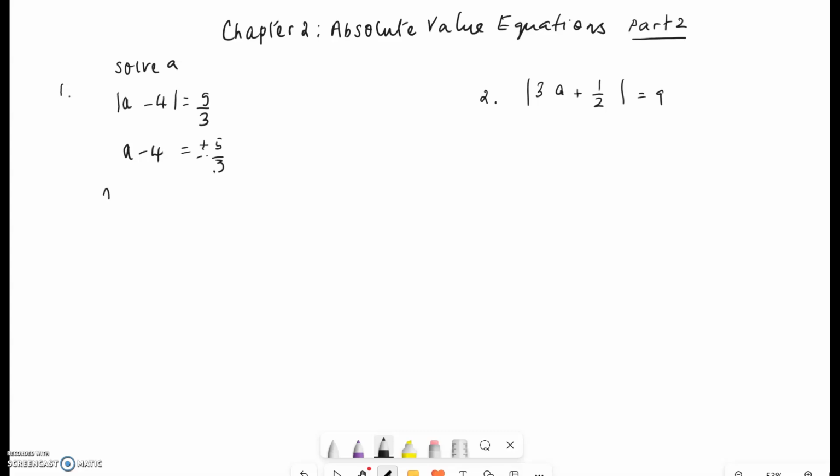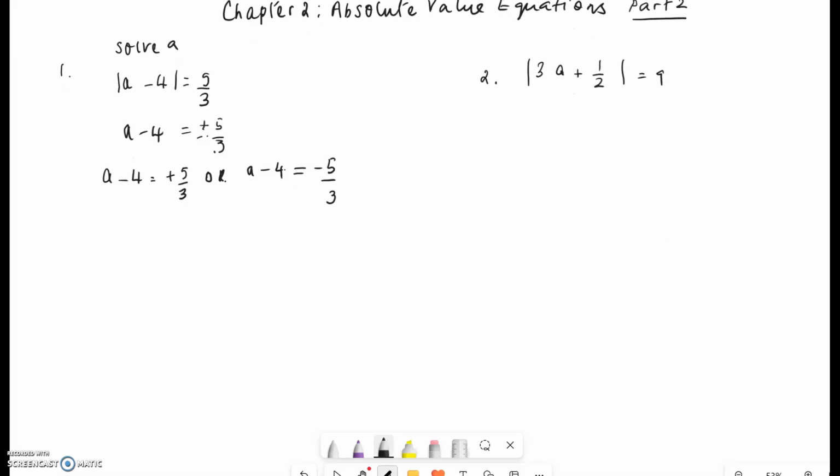What this means is a minus 4 is equal to plus 5/3, or another possibility is that a minus 4 equals minus 5/3. If we solve these two equations, we get the two values for a. So we are trying to solve for a. Let's start with the first equation. So a minus 4 is positive 5/3.